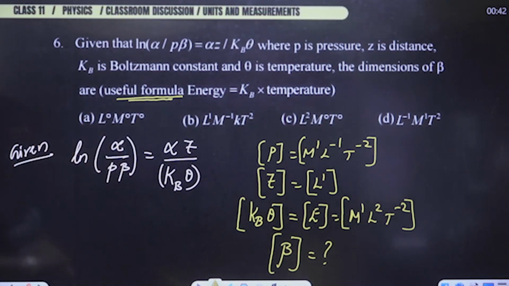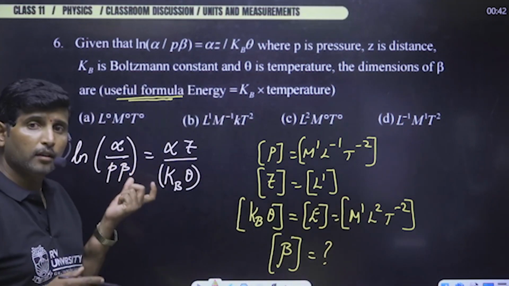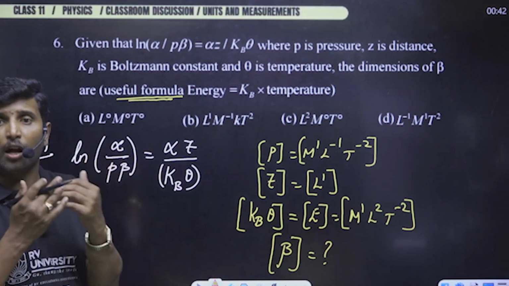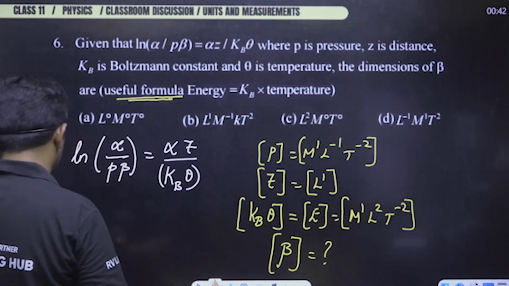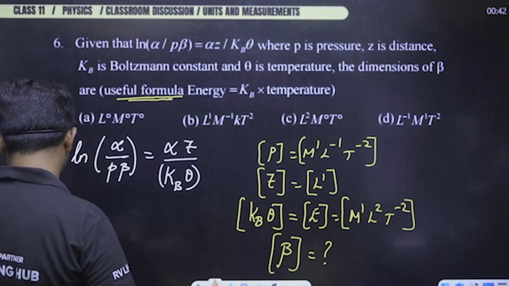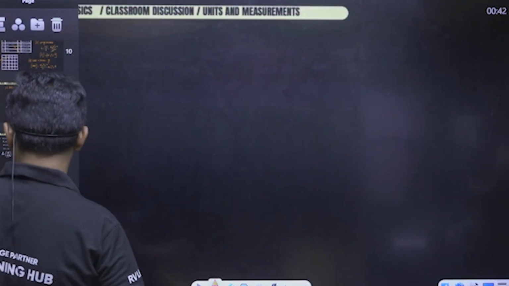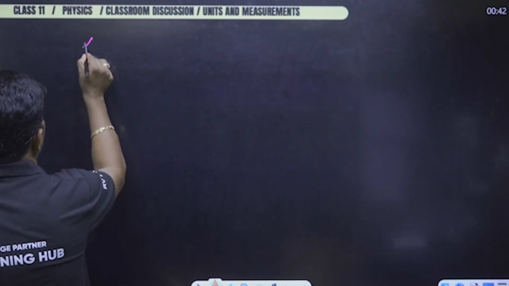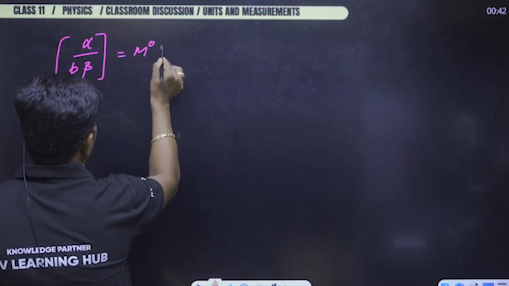Okay. So how can we simplify this value here? Please think about this. One thing should be very clear: whatever quantity is there in the argument of the ln, that is the logarithmic function, is always dimensionless. Therefore we can say, please see here, alpha divided by p into beta is always dimensionless.